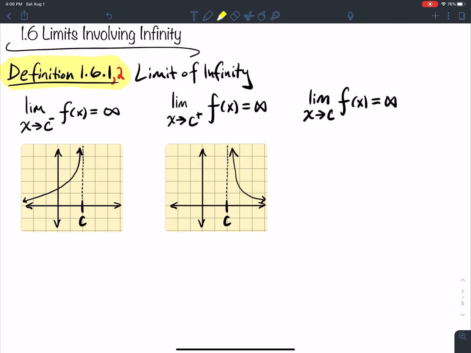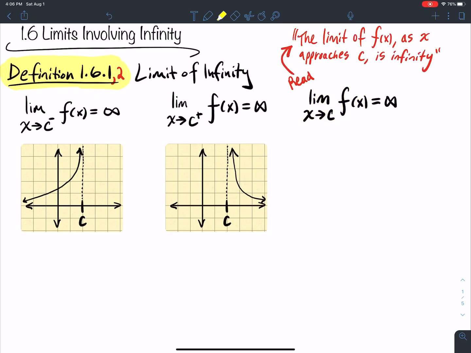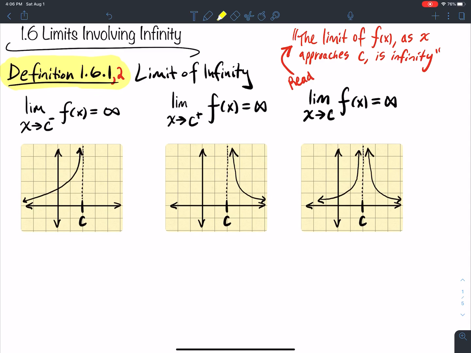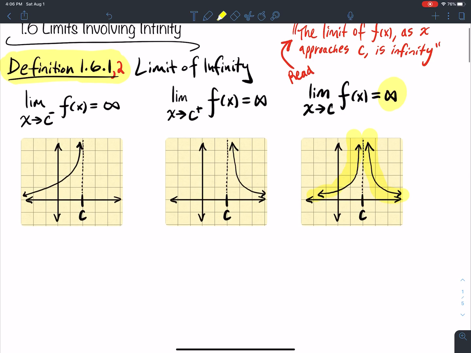However, if I see that I have a limit as x approaches c of f of x and it equals infinity, what that means now is that the left and the right-hand side have to agree, correct? So the limit of f of x as x approaches c is infinity. That's how we read it. This is what that graph would look like. Not only is the right-hand limit going to infinity, but the left-hand limit is going to infinity. And since both are heading towards infinity, this limit does not exist, but rather is equal to infinity. Okay?